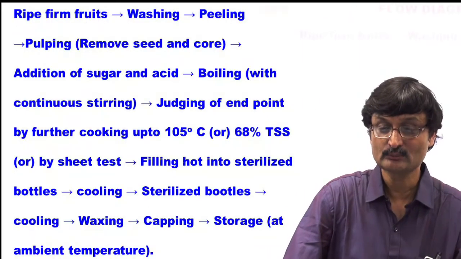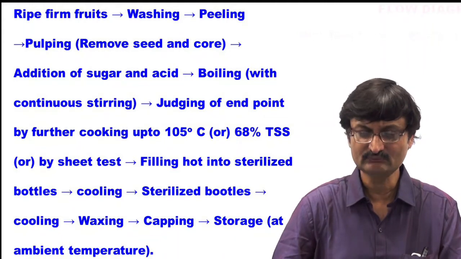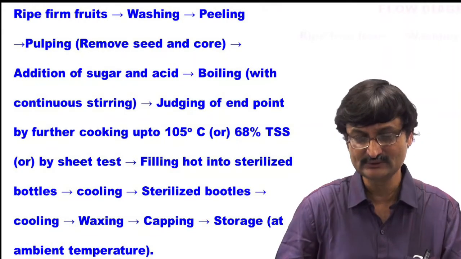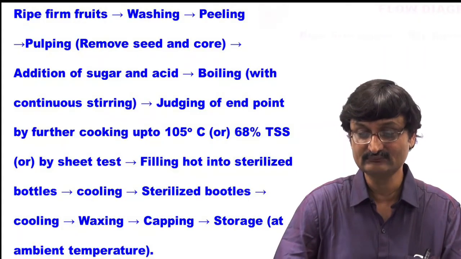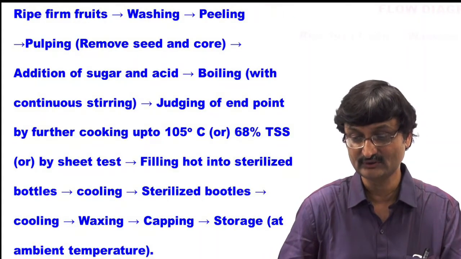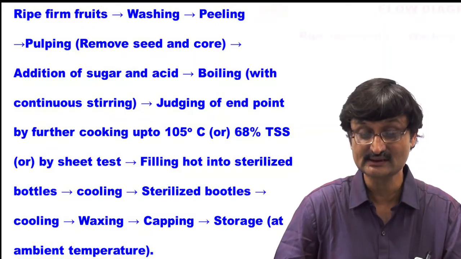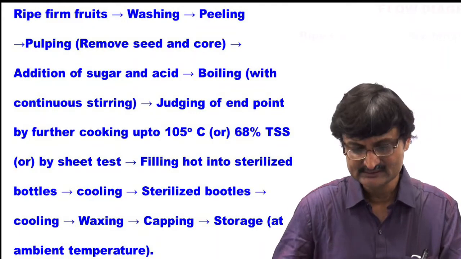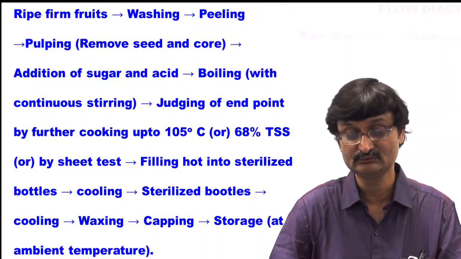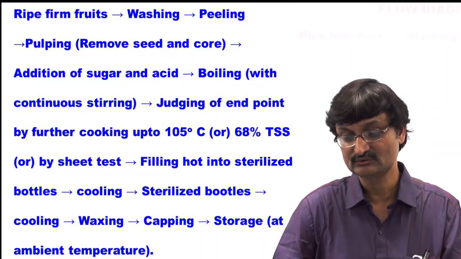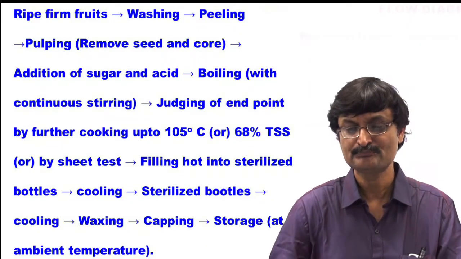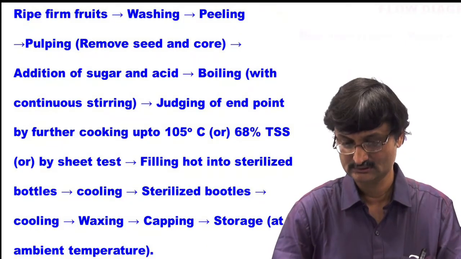This is the flow diagram of jam. We have already discussed that ripe fruit is taken, washing, peeling, pulping, addition of sugar, boiling with continuous stirring, judging of end point at 105.5 degrees Celsius or 68% TSS by sheet or flake test, filling into hot sterilized bottle, cooling. This is waxing, capping, and storage at ambient temperature. This is the flow diagram of jam.